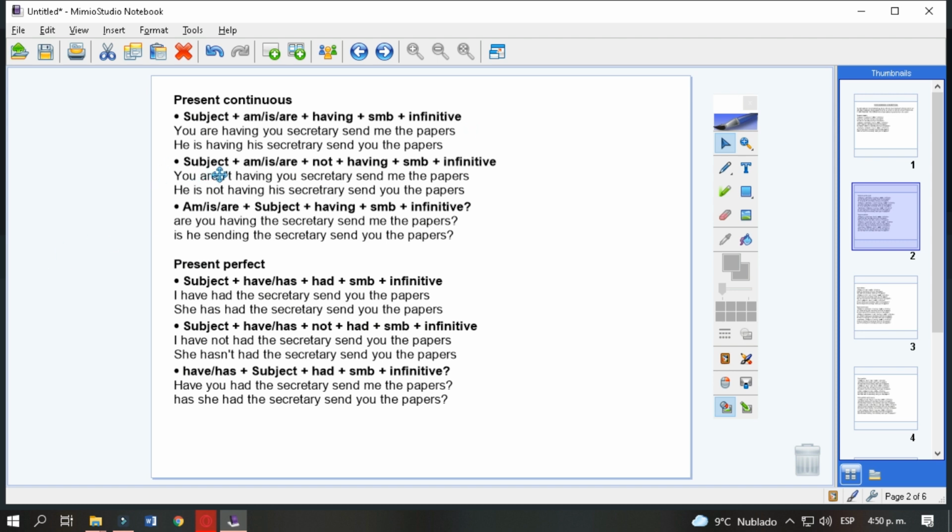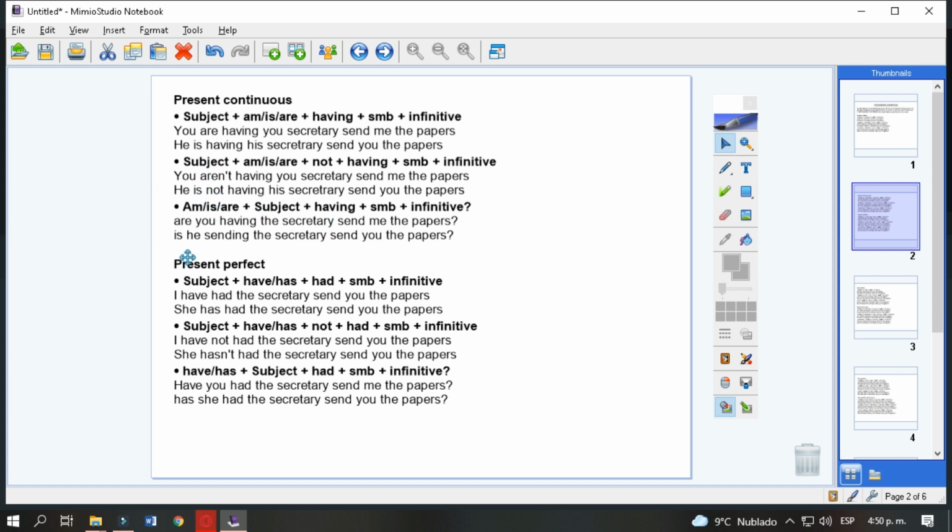For a negative it would be the same but adding not: you, the subject, aren't having your secretary send me the papers. He is not having his secretary send you the papers. It sounds weird, yes? It feels like there is something missing, but this is the way that this causative verb functions.